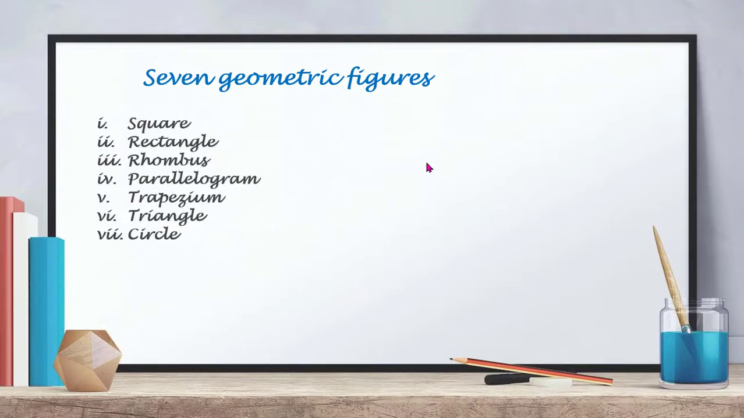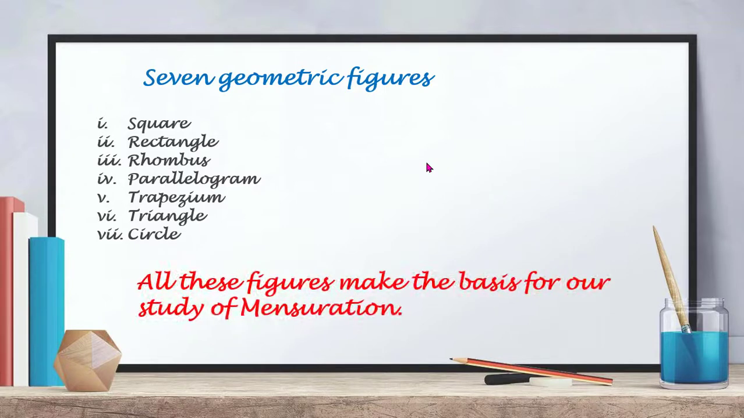We have just finished reviewing 7 geometric figures: the square, the rectangle, the rhombus, the parallelogram, the trapezium, the triangle, and of course the circle. All these figures make the basis for our study of mensuration.